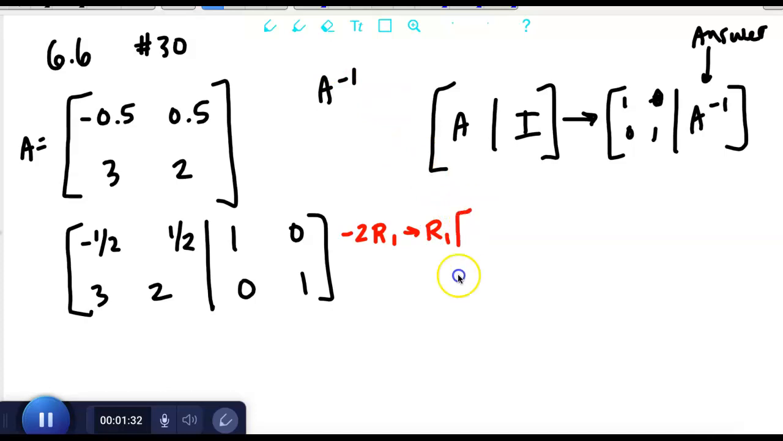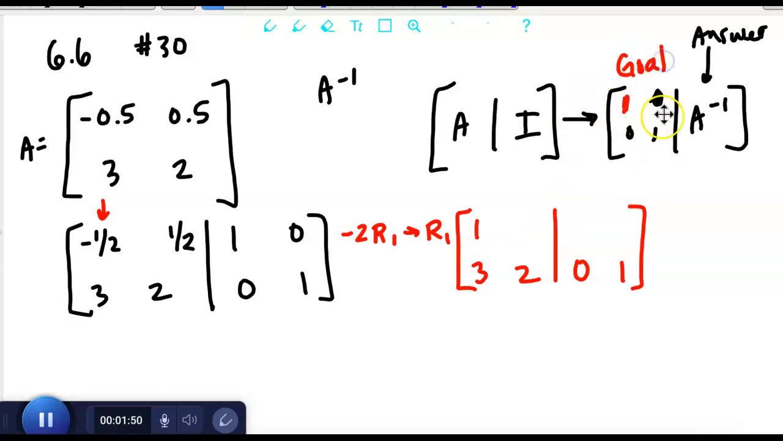So the only thing changing is row 1. I'm going to keep row 2 as it is, and then multiply. So -2 times -1/2 is +1. And I did it. I got my first number in the identity. Remember, this is the goal matrix. So check, 1 and done.